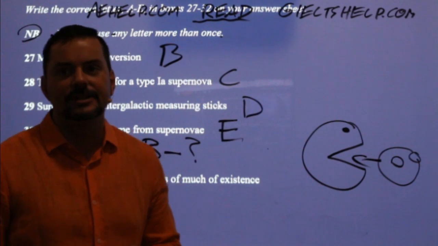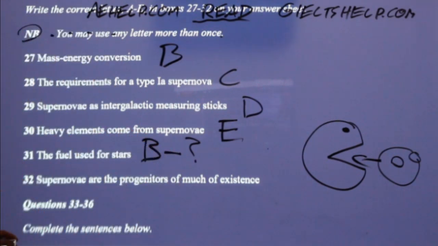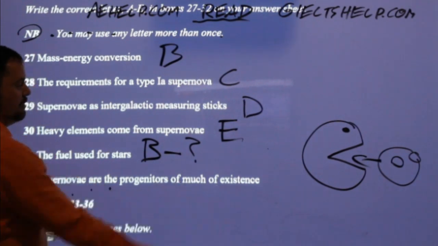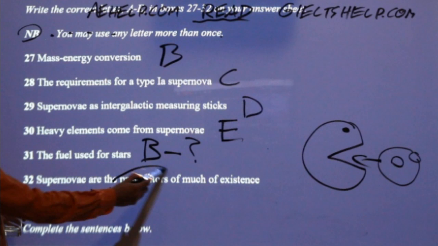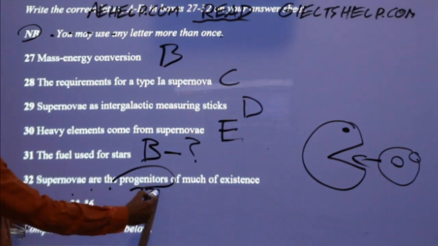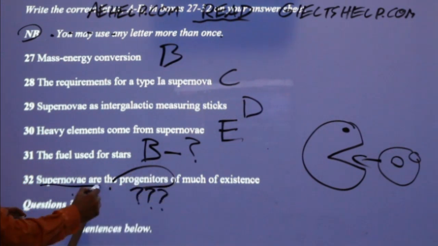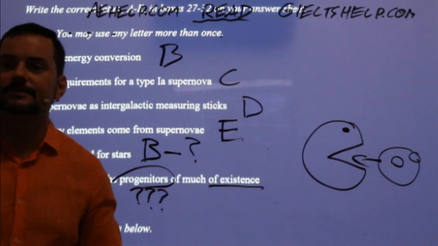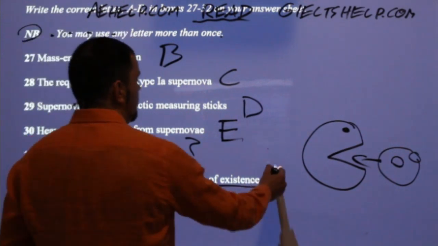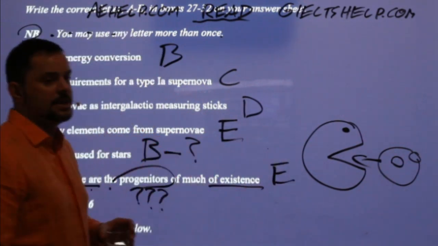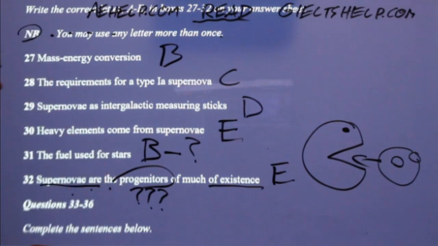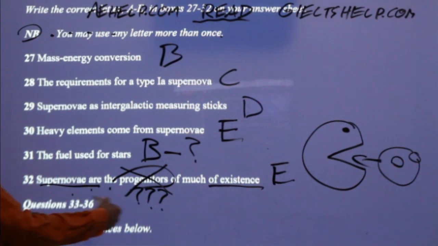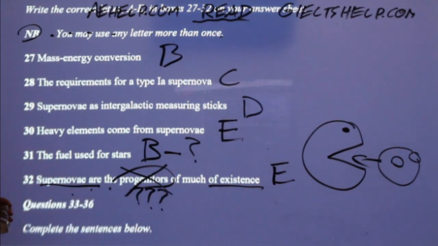Delicious hydrogen. Awesome. Yeah. 32, supernovae are the progenitors of much of existence. Progenitors? What does that mean? Who knows? But it's something about supernovae being of existence. I can figure that out. E, very good. Many of you did as well. Progenitors here means the origin, the creators of. But even if I don't understand this word, I can still figure out that this is paragraph E. Okay?